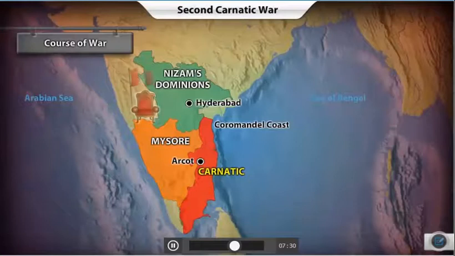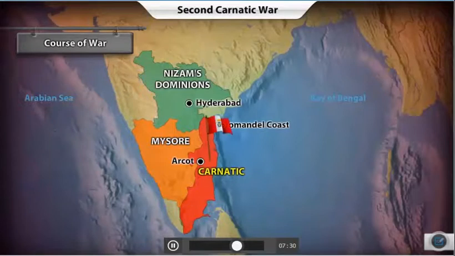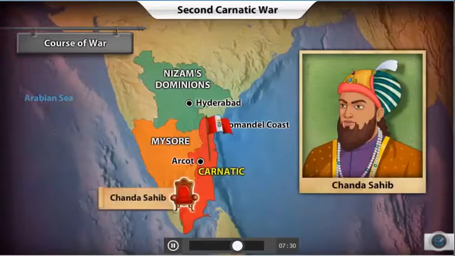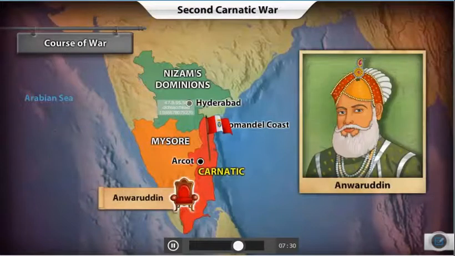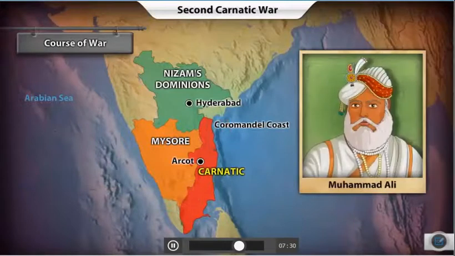As predetermined, the French replaced Nasir Jung as the Nizam of Hyderabad with their nominee Muzaffar Jung, who was soon replaced by Salabat Jung after his death. In Carnatic, Chanda Sahib, along with Muzaffar Jung and the French, dethroned Anwaruddin and ascended the throne. However, Anwaruddin's son Muhammad Ali escaped to Trichinopoly and was soon besieged by Chanda Sahib.